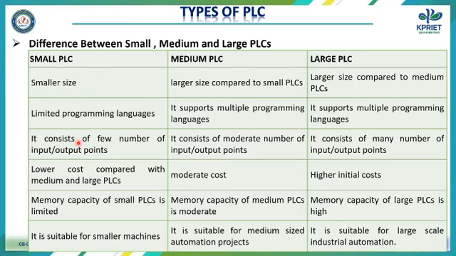Small PLC consists of a few I/O points. Medium and large consist of many input-output points compared with the small PLC. The small PLC is lower cost, the medium is moderate, and a large PLC has a higher initial cost. Memory capacity is limited in small PLC, moderate in medium PLC and large in large PLC. Small is suitable for smaller machines, medium for medium-sized automation projects, and large for large-scale industrial automation.